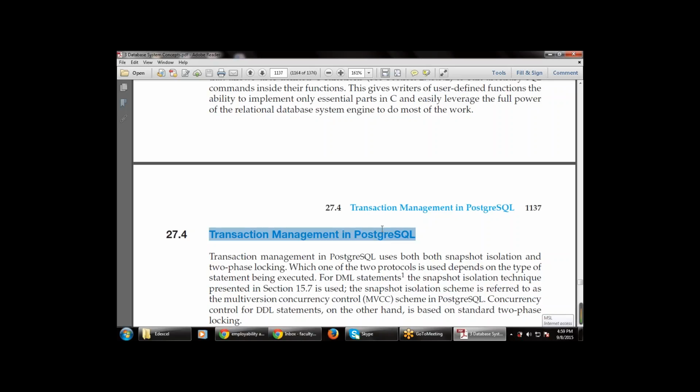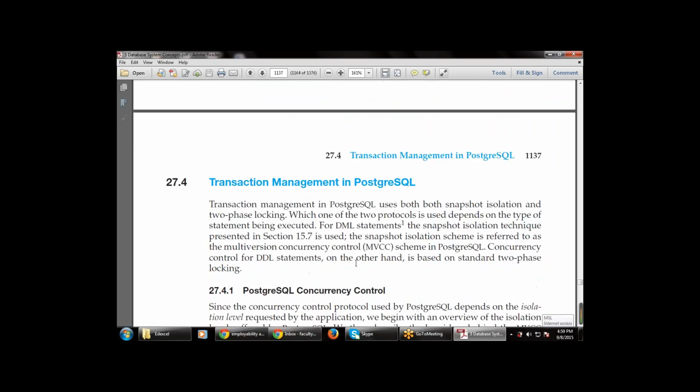The next is transaction management in PostgreSQL. So how to manage the transaction, that is transaction management. Transaction management in PostgreSQL uses both snapshot isolation and the two-phase locking protocol. That is the transaction management available in PostgreSQL.